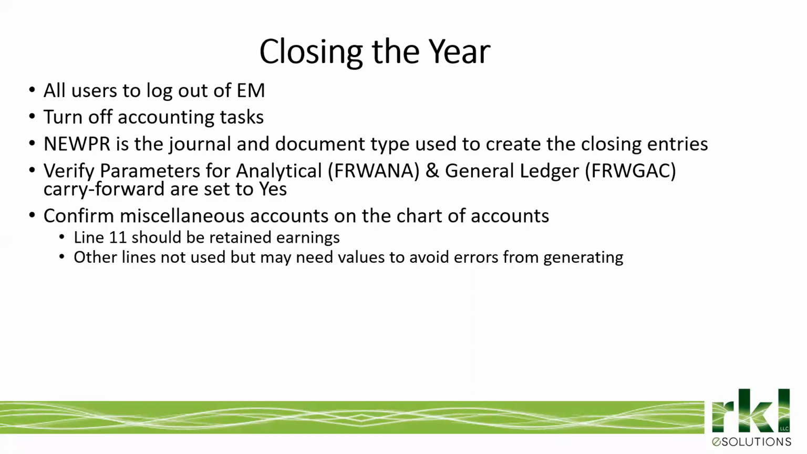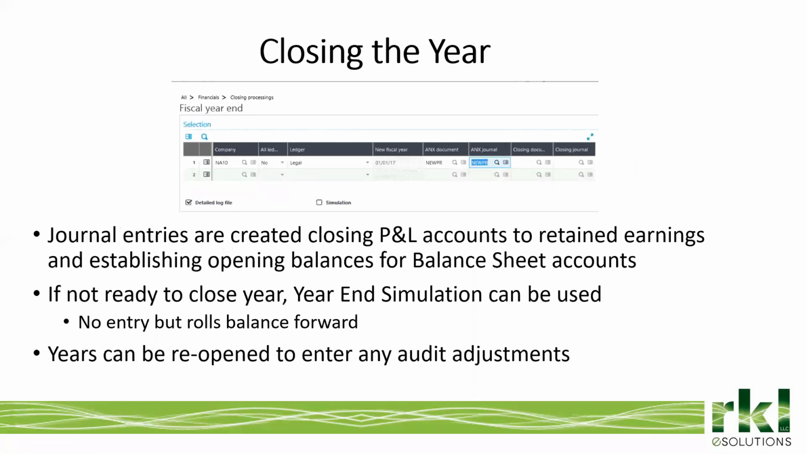Another thing that you'll want to do is check out your miscellaneous accounts tab on your chart of accounts. Again, this probably applies to people closing their year for the first time, but make sure that your line 11 is your retained earnings account. In addition to that, you just want to make sure that all your other lines have values in them, as you may run into errors if they don't.